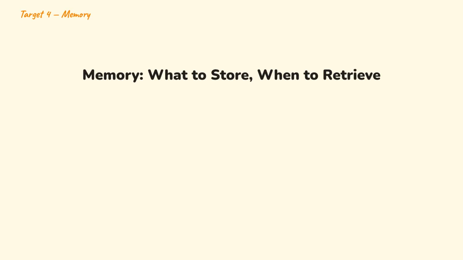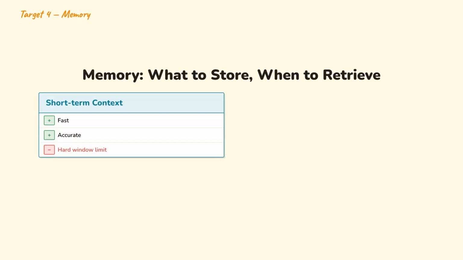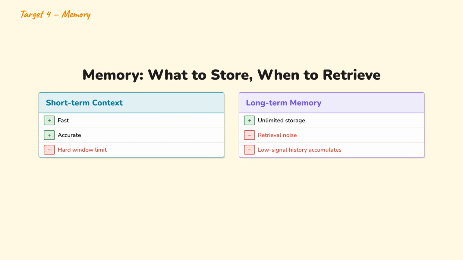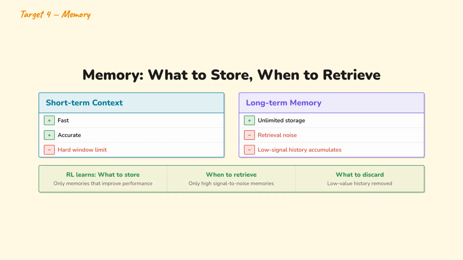Memory policy determines what information to store, how long to retain it, and when to retrieve it. Short-term context is fast and accurate but has a hard limit. Long-term memory is theoretically unlimited, but introduces retrieval noise, surfacing adjacent memories that aren't actually relevant to the current task. For multi-session agents, naive memory accumulation gradually degrades performance as context fills with low signal history from past tasks. RL can learn to be selective, storing only memories that consistently improve downstream performance and retrieving only those whose signal-to-noise ratio justifies the context cost.